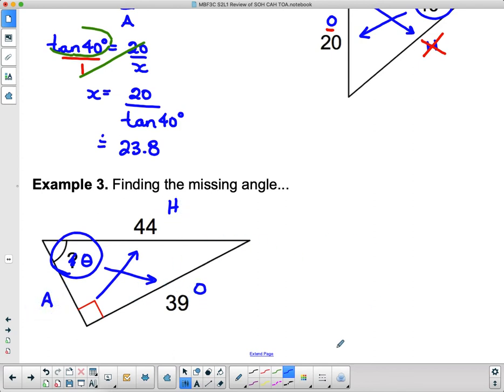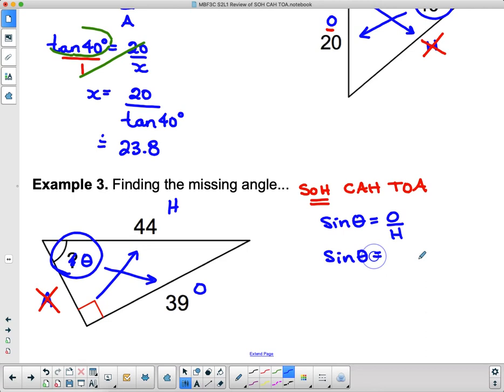Now when we set this up, we first notice that this side has no numbers, so it's completely useless to us. So we're going to use the O and the H. So again, looking at CAH, TOA, the O and the H is the sine ratio, so we're going to set that up as sine of theta equals opposite over hypotenuse. This time we're leaving that sine theta in there because that's what we're trying to find. The opposite is 39 and the hypotenuse is 44.